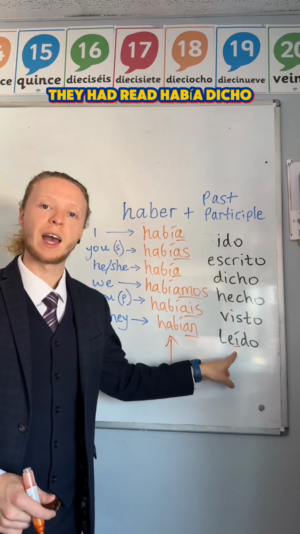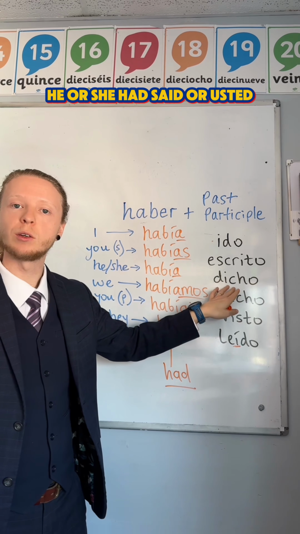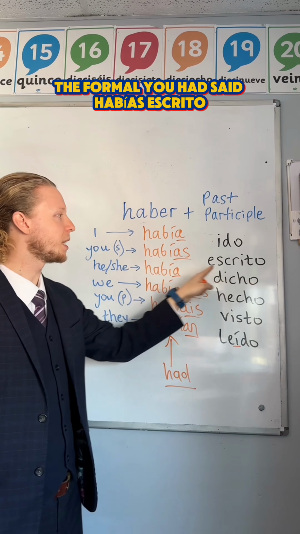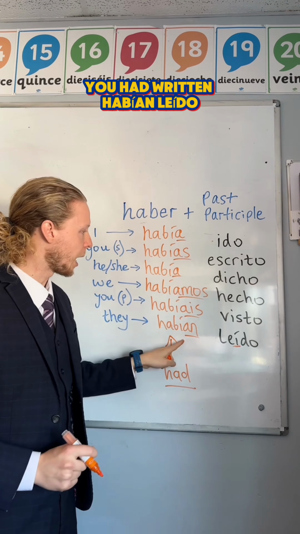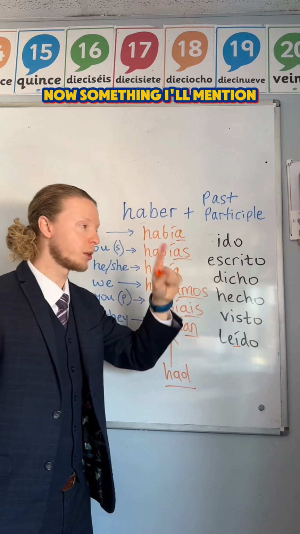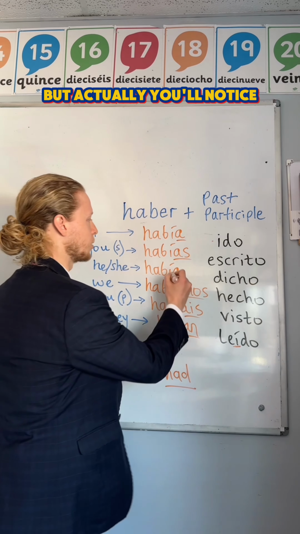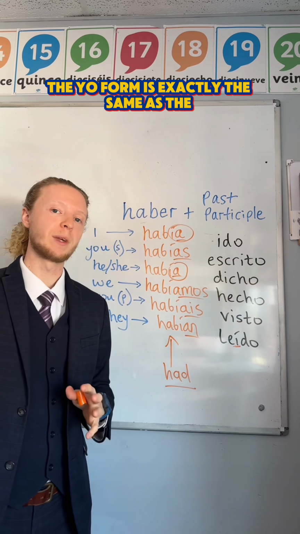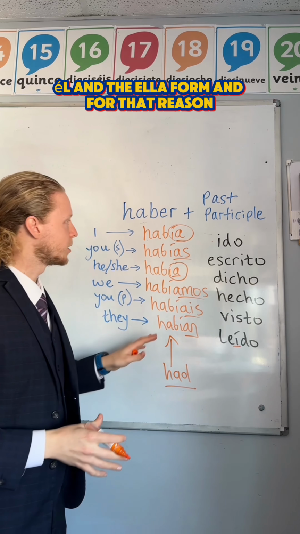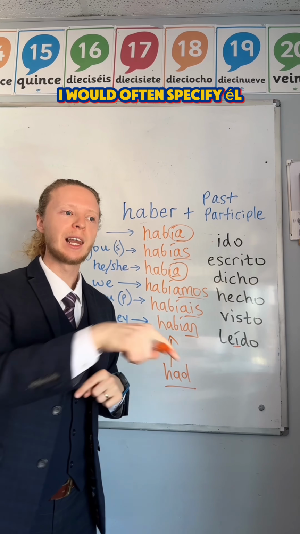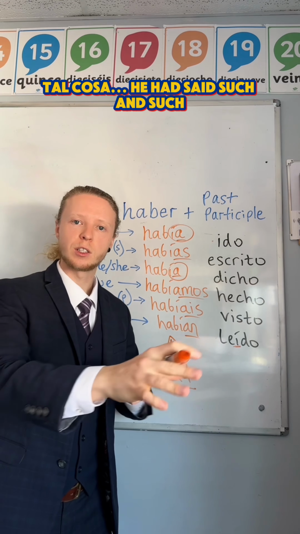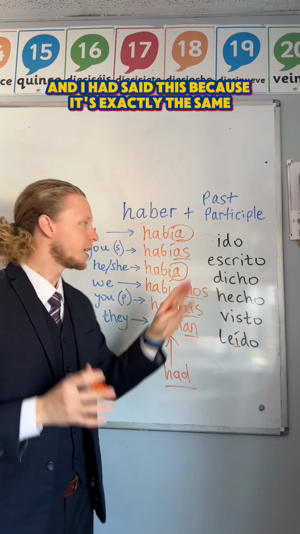Habían leído, they had read. Había dicho, he or she had said, or usted, the formal you, had said. Habías escrito, you had written. Habían leído, they had read. Yo había dicho. Now, something I'll mention, I just did it without thinking, but you'll notice the yo form is exactly the same as the él and the ella form, and for that reason, I would often specify: él había dicho eso y yo había dicho tal cosa. He had said such and I had said this, because it's exactly the same.